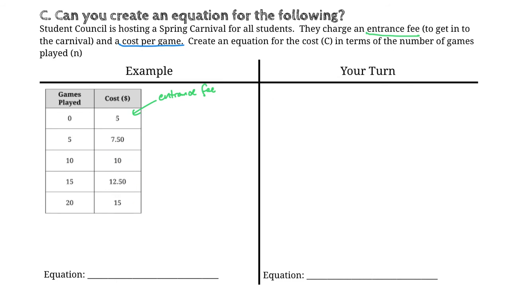So we already know how to find the rate of change from a table of values. We need to find out how much the number of games are going up by. Now you can do this in your head, or you can take the number below and subtract the number right on top each time. So our games played are all going up by 5. And our cost is all going up by $2.50.